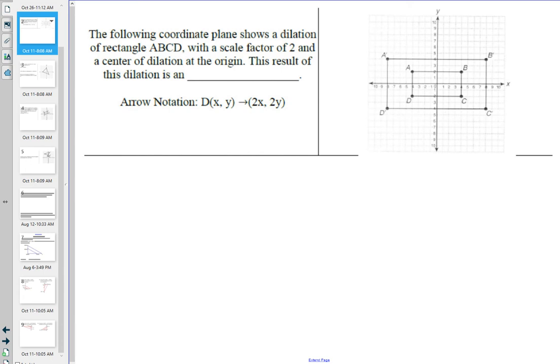The way you know that, you should have been introduced to arrow notation before. This should not seem foreign to you. So what this is saying is get a pre-image, get every x and y, and multiply each x and y by 2 because that 2 is greater than 1. Yes, this is an enlargement.